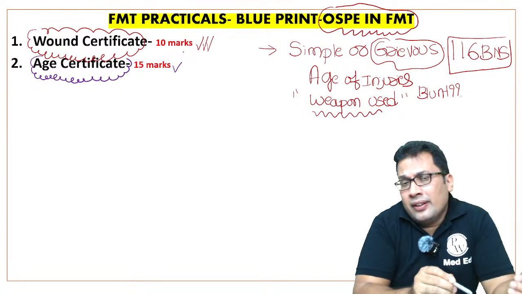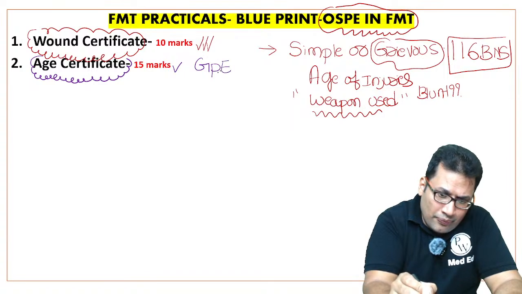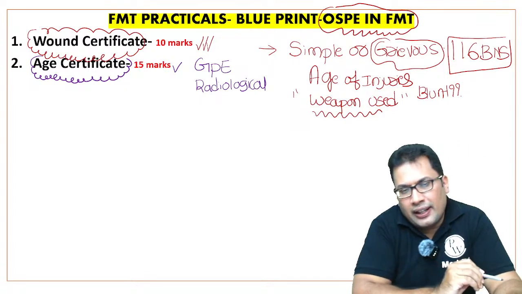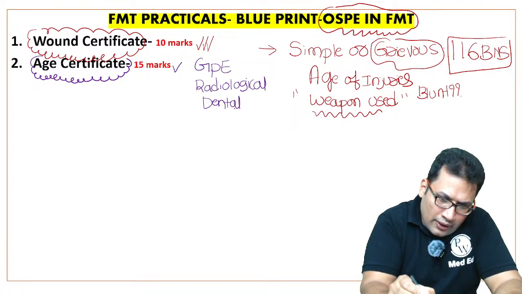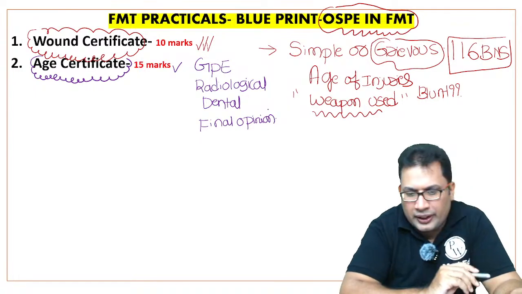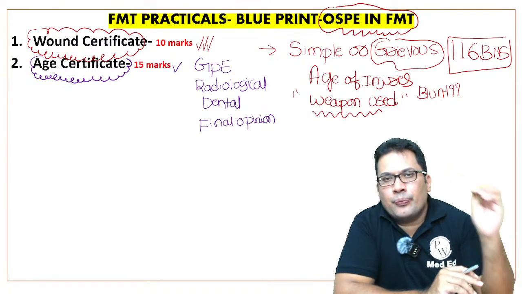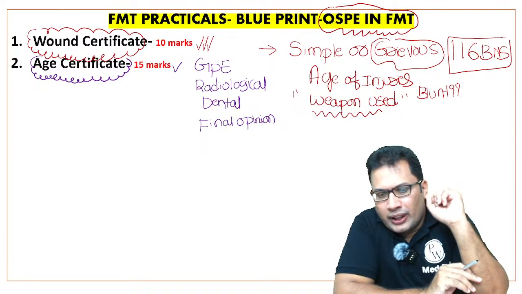Again, age is assessed depending upon the general physical examination, radiological examination, that is nothing but X-ray findings, dental examination, and then the final opinion. Anyone? What is the age of fusion of the lower end of radius? Can anyone answer?